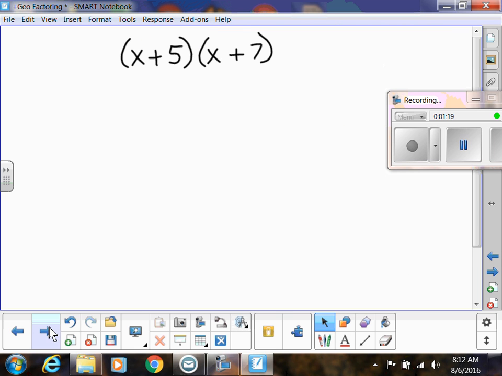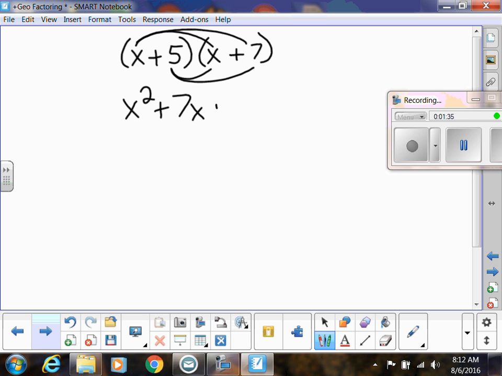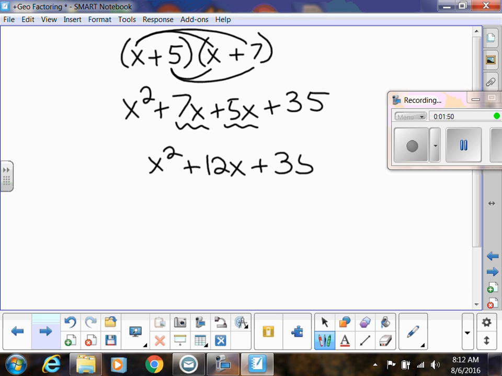So, reminder, when we are distributing, we're distributing that first term to both of those terms in the second binomial. So that's x squared plus 7x, and then I have 5x plus 35. And in our distributing process, we also combine like terms. So I have 7x plus 5x is 12x, and then I have 35.